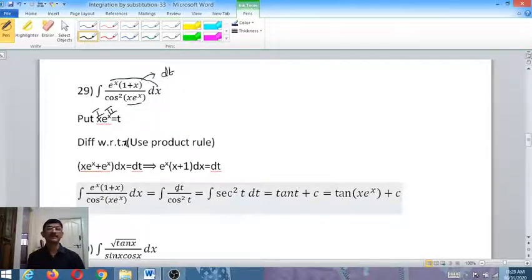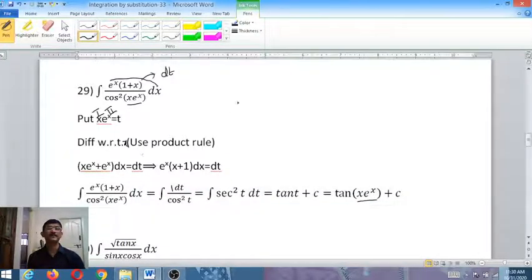So the integral of dt by cos square t. Look at this, 1 by cos square t is secant square t. This is a direct formula. The integral of secant square t is tan t plus c. So the value of t is x into e power x, giving tan of (x e power x) plus c.